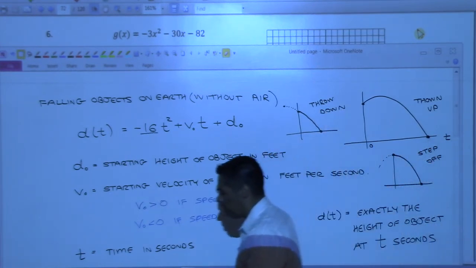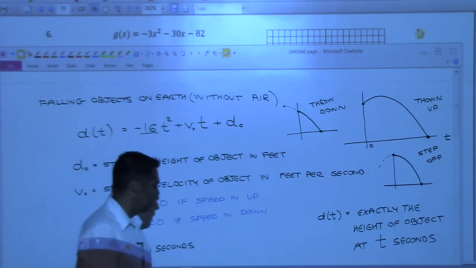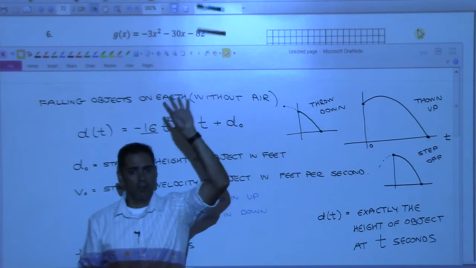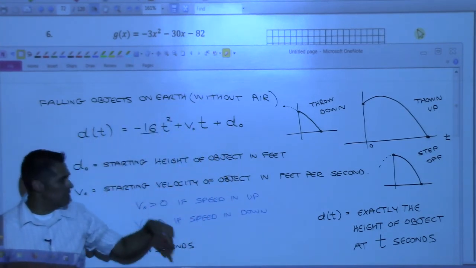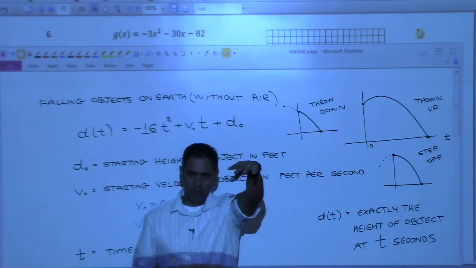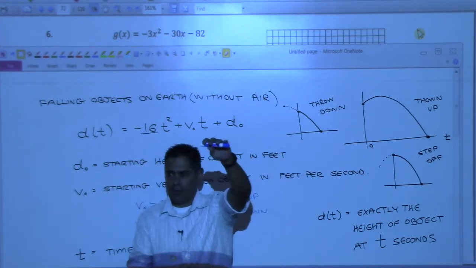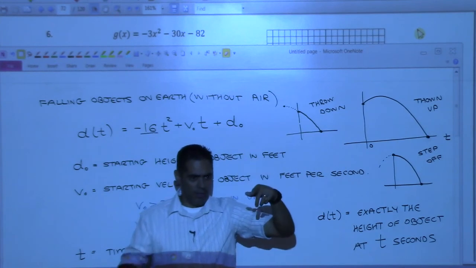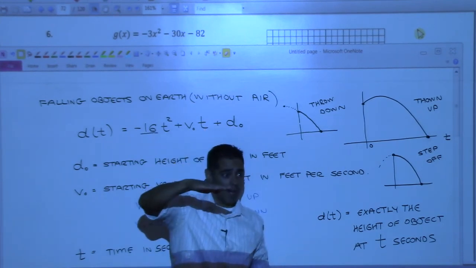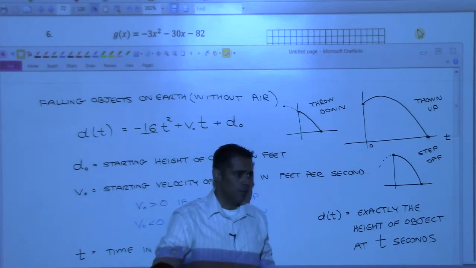So I'll give you all three of those visually. Okay? This right here is this situation, right? That's that situation. This one here is this situation, right? And this one here is that situation. Understand? Up, throw it with the velocity upward, no velocity, or velocity downward.